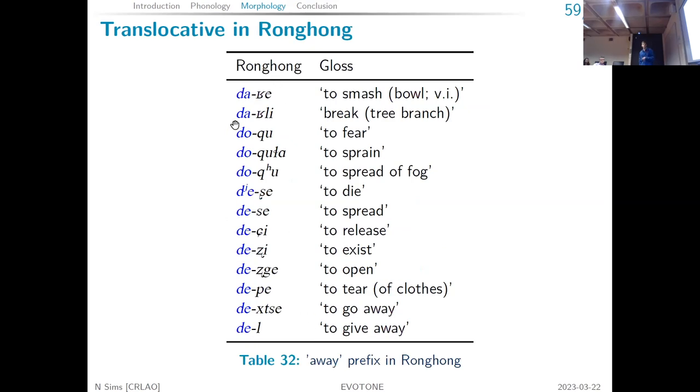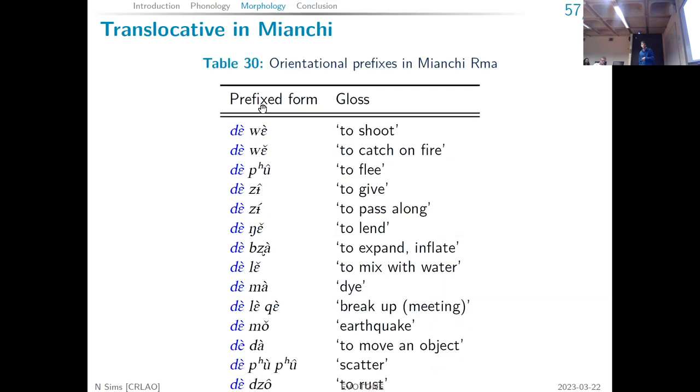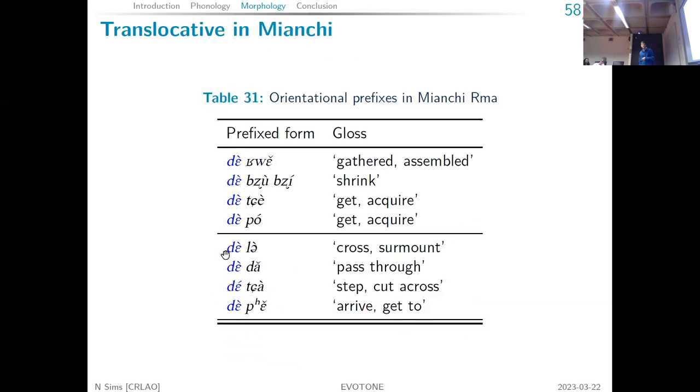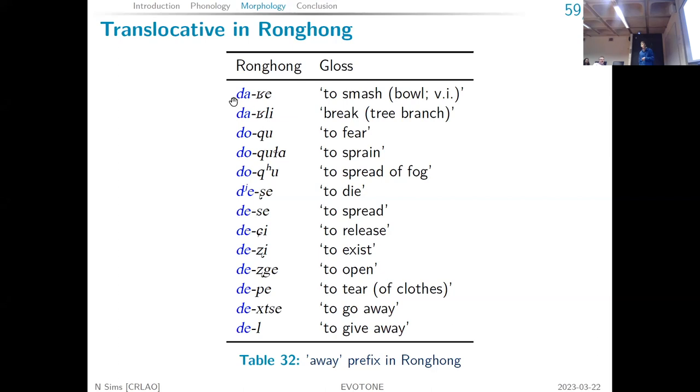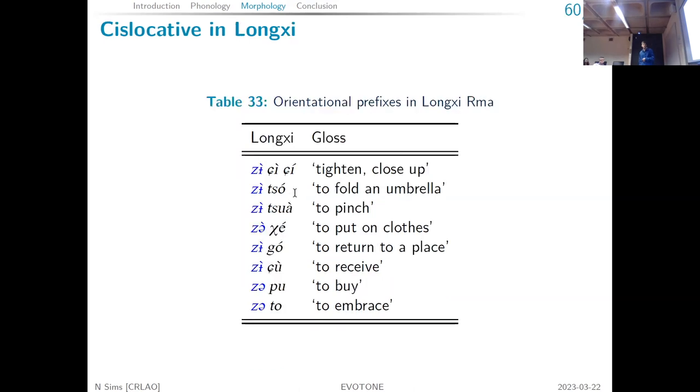Okay, just another one of these varieties, just to show that the vowels of this dialect have changed a lot depending on its environment. So we look at Longxi, it's all odds, and then this one is a bit of a mess. So Ronghong, same thing, kind of away, outwards. Semantics: to die, to spread, to release, to exit. And the opposite prefix, the fourth one: to clench up your fist, to fold an umbrella, put on clothes, to buy something, all things that have action towards ascension.